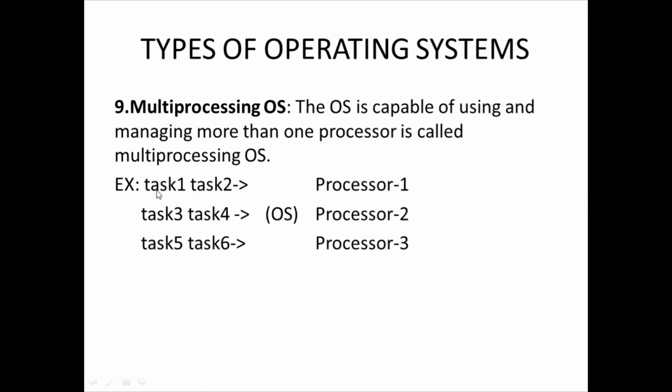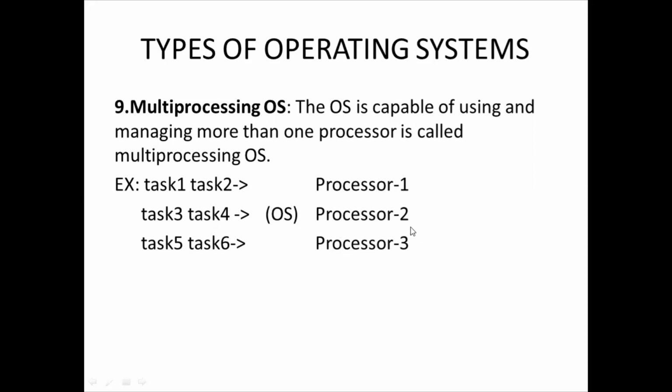For example, task 1, task 2, task 3, task 4, task 5 and task 6 are available. And there are 3 processors here: processor 1, processor 2 and processor 3. So task 1 is assigned to processor 1, task 2 to processor 2, task 3 to processor 3. So now 3 tasks are being executed.